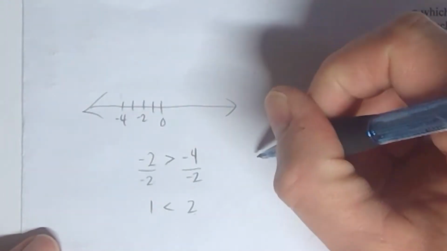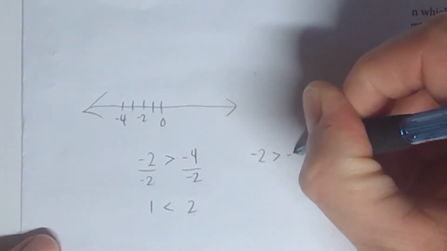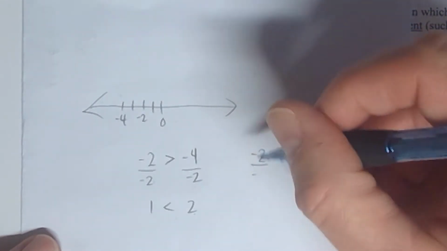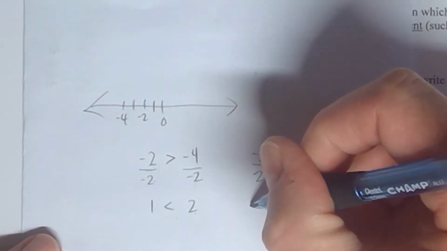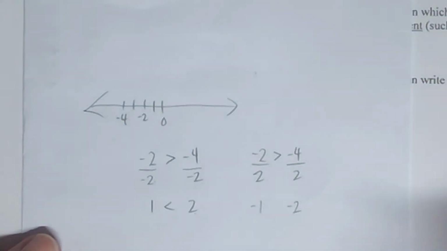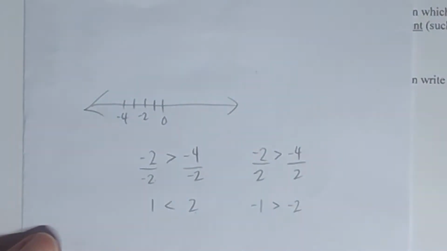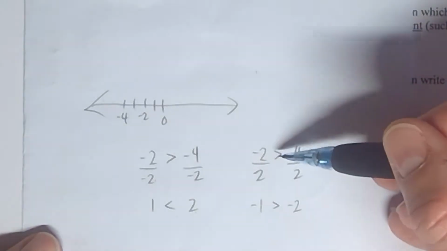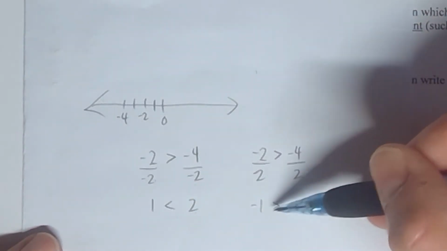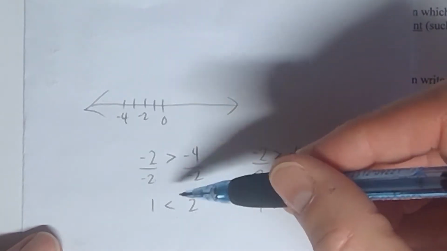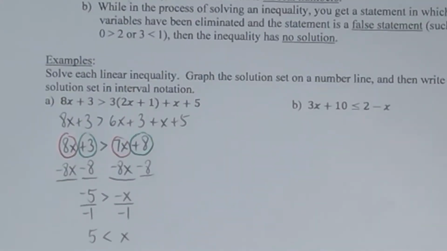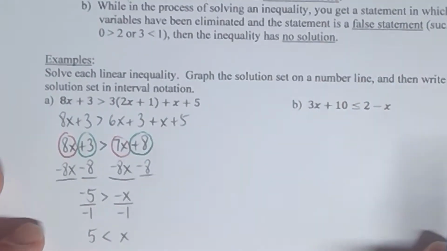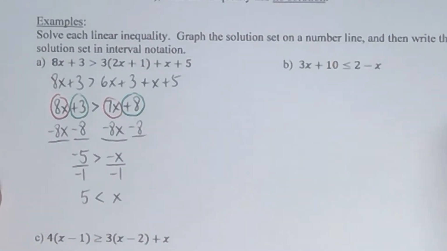Now, what if I divided by a positive instead? Let's redo it. Let's start over again. This time I'm going to divide by a positive, like that. What two numbers do I get now? I get negative 1 and negative 2, don't I? Which one's bigger? The negative 1, right? Okay. So see how when you divide by a positive, you don't flip it in order to keep it true. But when you divide by a negative, you do flip it in order to keep it true. So that's exactly what we're going to do. Since I divided by a negative, I'm going to flip it. If I had divided by a positive, I wouldn't. Now I got x by itself, right?